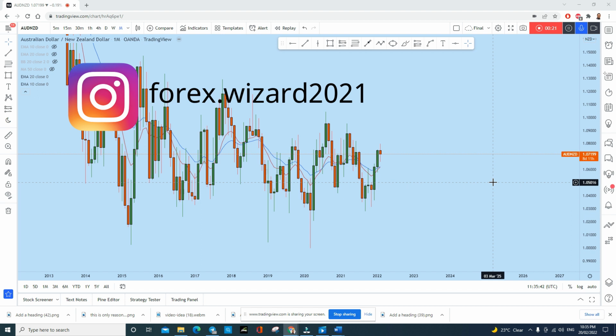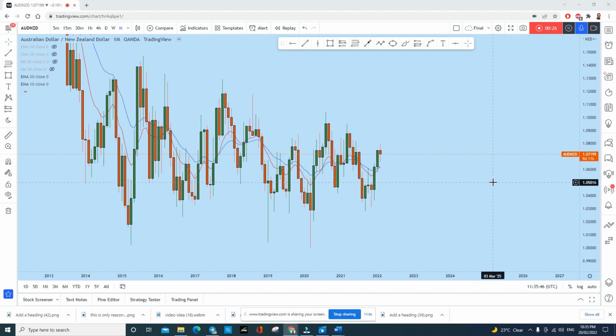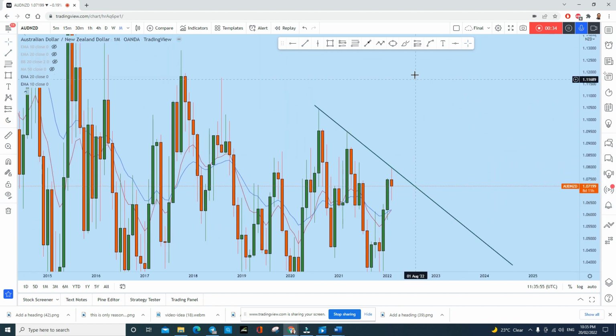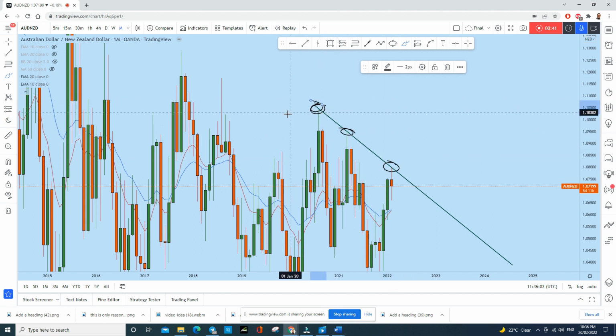Now, monthly time frame. AUDNZD is now showing a very smooth monthly trend line. Let me draw this one here. What you see is that this current month price just tested this very historical long term trend line. So you see there is one touch here, one touch here, one touch here.